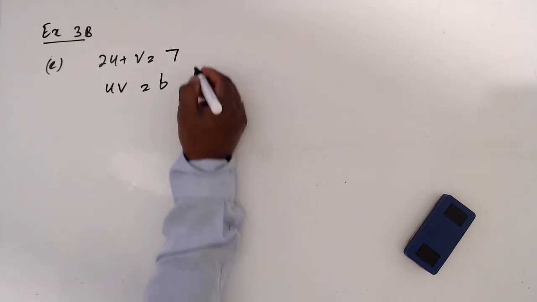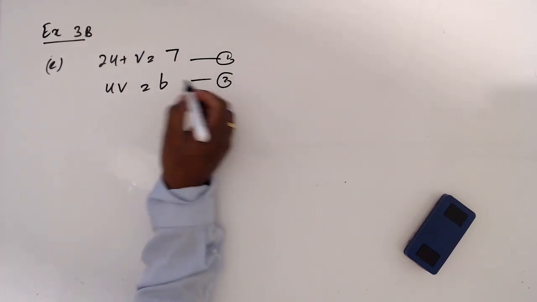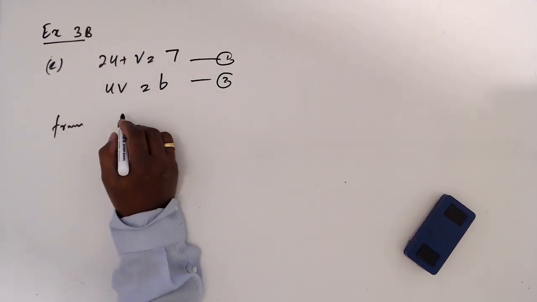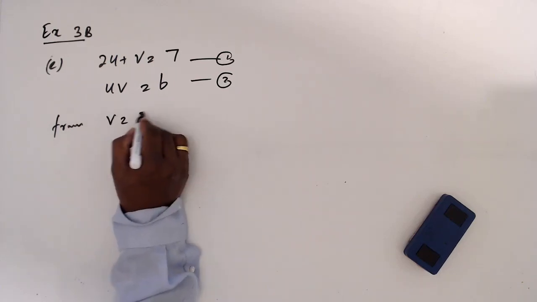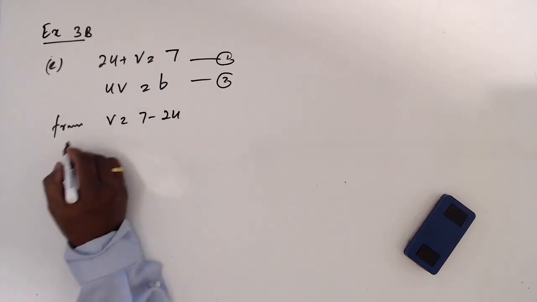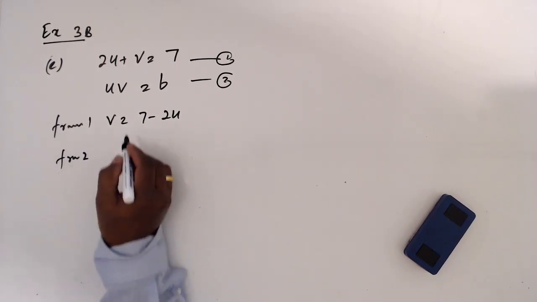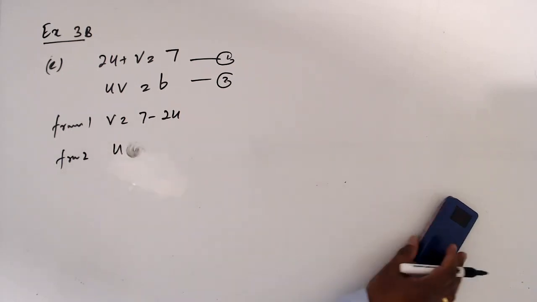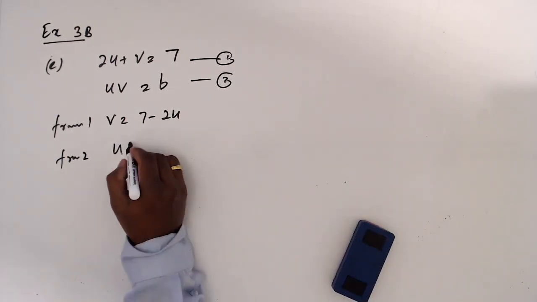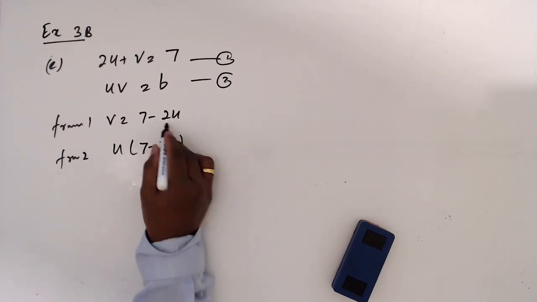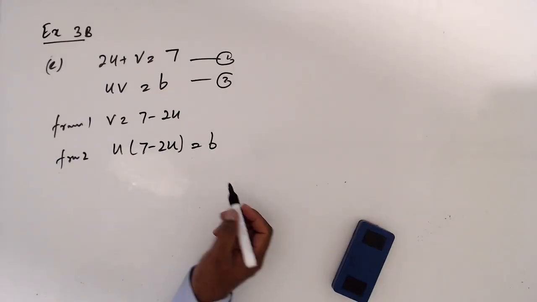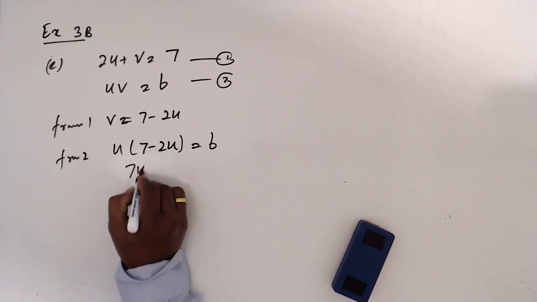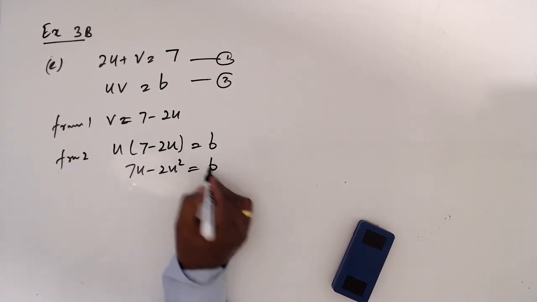And 1 and 2, it is clear we can see v is separate. v is easily we can make as a subject. v equals 7 minus 2u from 1. Then from 2, we can write uv equals 6. We know that v equals 7 minus 2u, so u times (7 minus 2u) equals 6. Now simplify, 7u minus 2u squared equals 6.